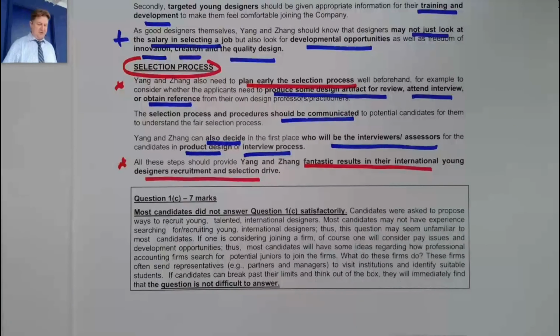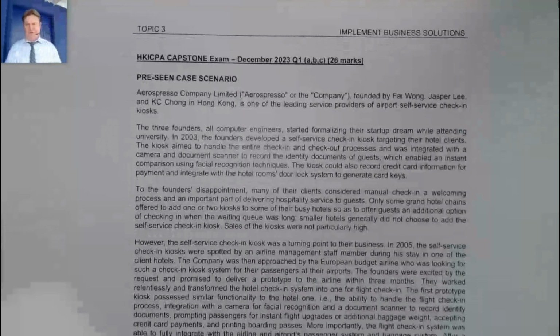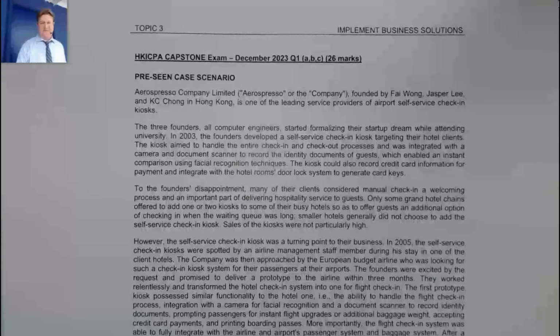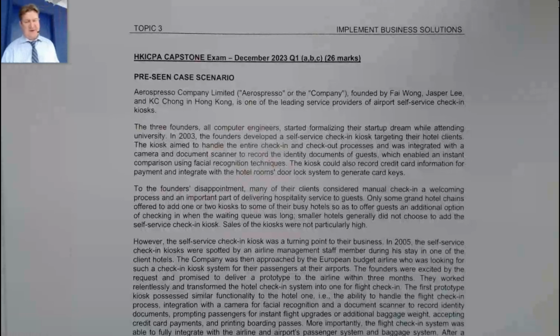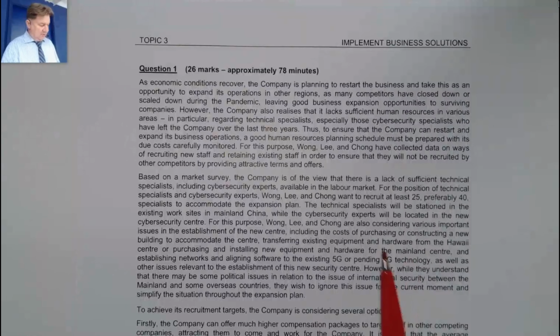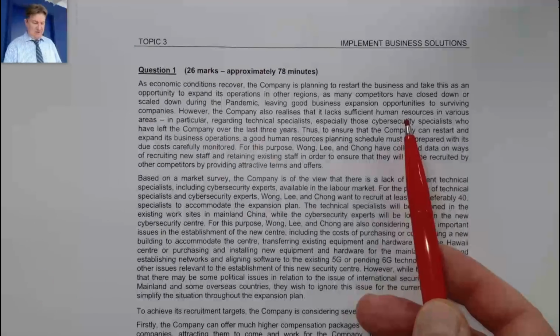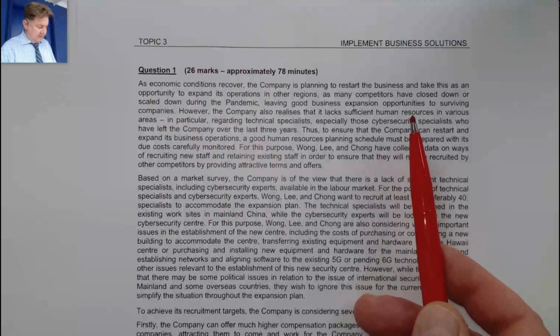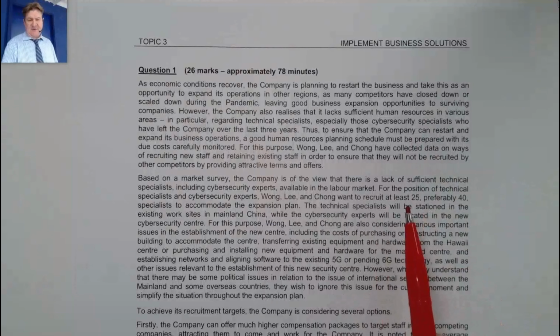Let me show you a larger question here. So, okay, look, here's another question on recruitment and selection. This is from December 2023. It's that large question that I showed you guys earlier. In the written question on exam day, there was talking about they lack human resources. So what they're thinking about doing here is recruiting at least 25, maybe even 40.